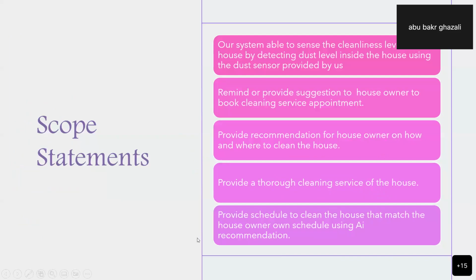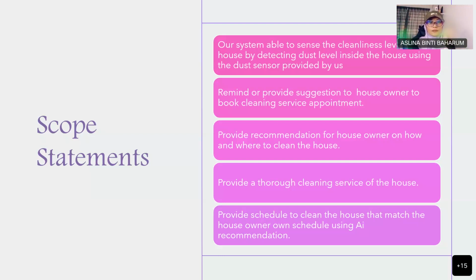One, it can sense the cleaning level. Two, it has remind and provide suggestion. Then provide recommendations. Then provide thorough cleaning services. This one, provide thorough cleaning services, I think is the same. If it cannot clean, it means it has to provide booking of a cleaning service, right? I think it has to book an appointment. And then number 4, provide schedule to clean using AI recommendation. Later you can think of another one, because number 4 is redundant with number 2.